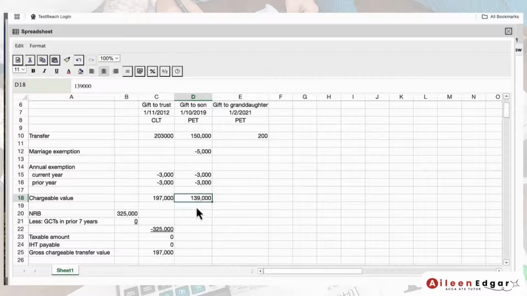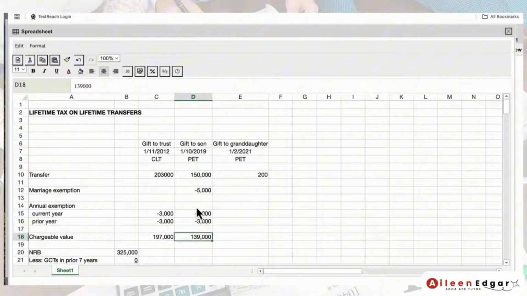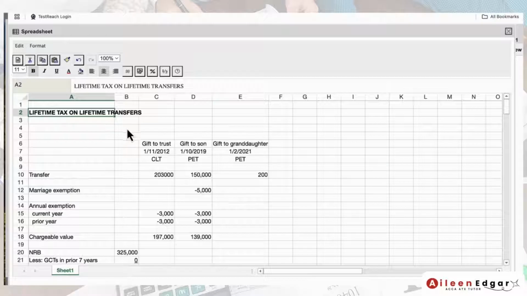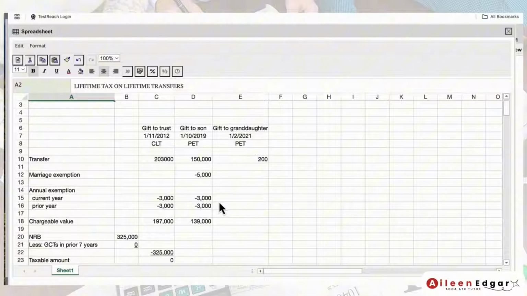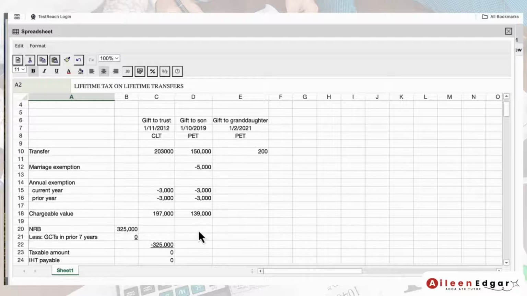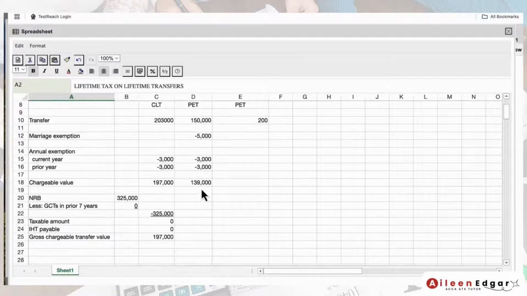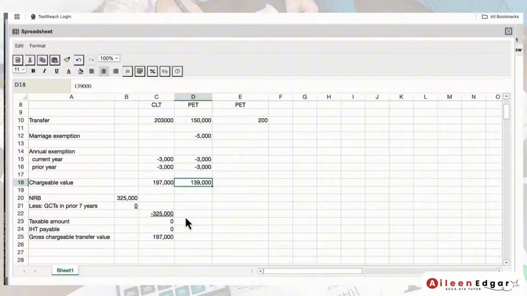£139,000. Now remember, what are we working out in this particular case? We are looking at lifetime tax on lifetime transfers. The donor is still alive. Therefore, this gift to the son is a PET and there will be no tax on it. And there is no looking at the nil rate band. So we stop at this point here. The chargeable value point is where we stop.